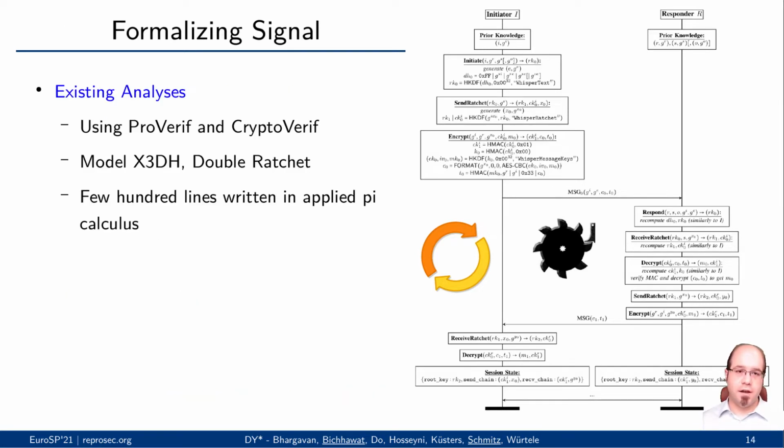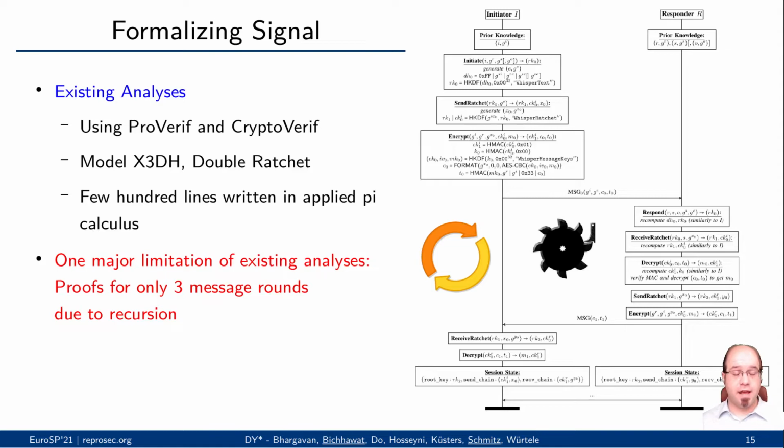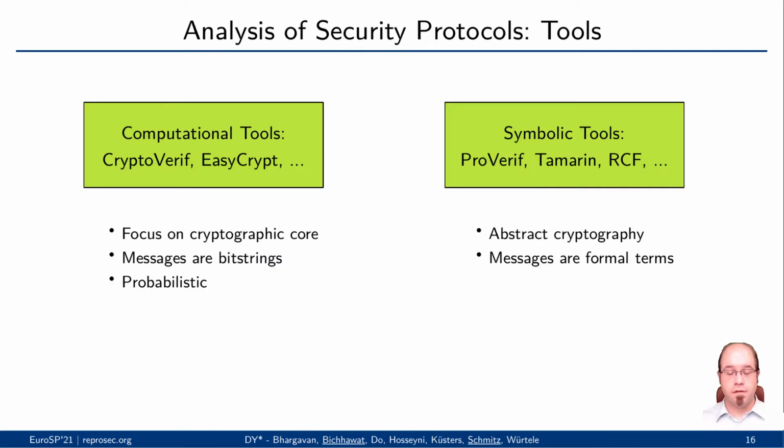So far, there have been only two mechanized analyses on Signal, and they are based on ProVerif and CryptoVerif. And these analyses only take a very abstract model of the Signal protocol into account. So they only model the X3DH and the double ratchet subprotocols, and these in a quite abstract way. And further, to tame the verification burden, they heavily restrict the overall analysis to only 3 message rounds. So these analyses do not account for the inherent recursion and the unbounded loops that Signal is based on. So can we do better?